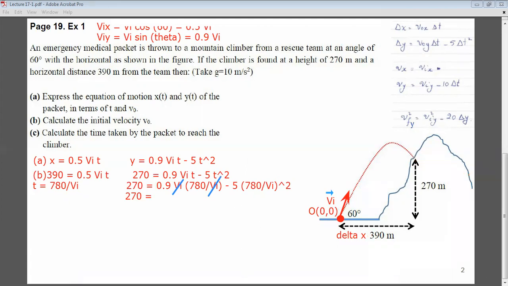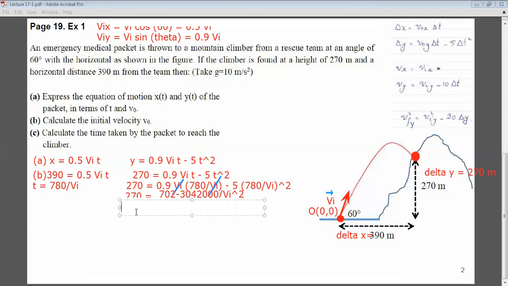And I have 0.9 times 780, which is 702. Okay, so this is minus 780 squared times 5. This gives me 3,042,000 divided by vi squared. So 0.9 times 780 is 702, and 780 squared times 5 is 3,042,000 over vi squared. Now let's continue solving this exercise.